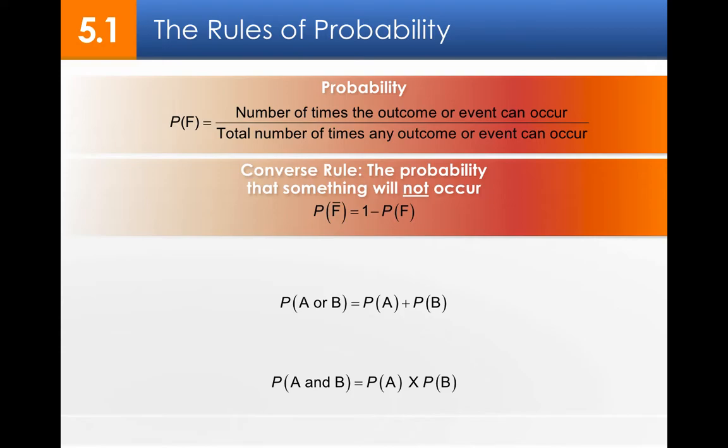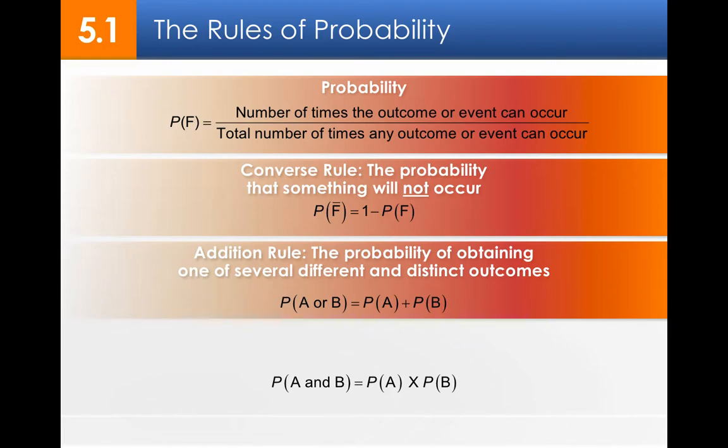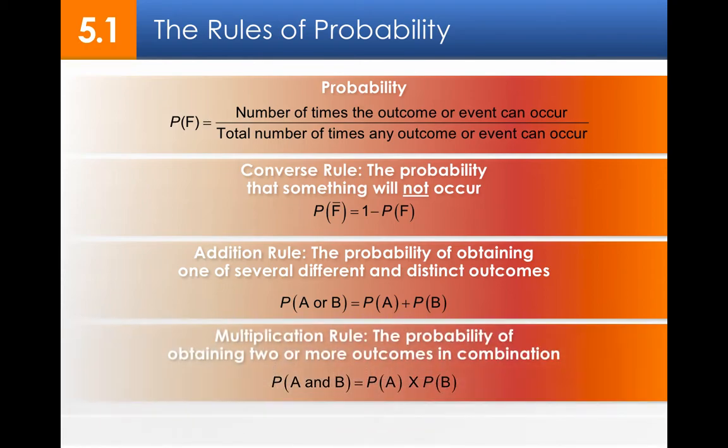Now, there are some rules here. The converse rule is the probability that something will not happen. That's 1 minus P. Okay, so if the probability of something happening is 0.4, the probability of it not happening is 0.6, 1 minus 0.4. The probability of obtaining one of several different and distinct outcomes is the probability of the first event plus the probability of the second event. The probability of obtaining two or more outcomes in a combination is the probability of the first event times the probability of the second event.